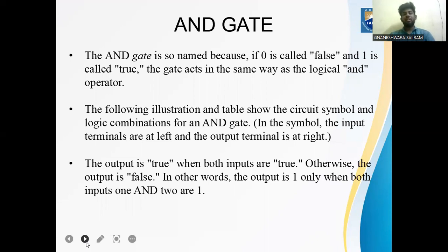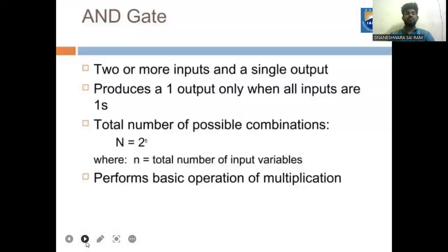If the symbol's input terminals are on the left and the output terminal is on the right, the output is true when both inputs are true. Otherwise, the output is false. In other words, the output is one only when both inputs are one. AND gate: two or more inputs and a single output produces a one output only when all inputs are ones.